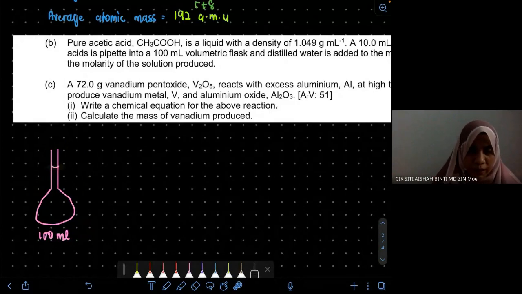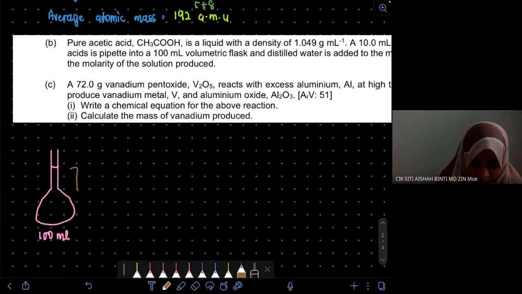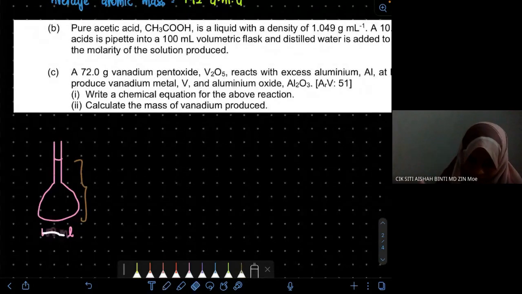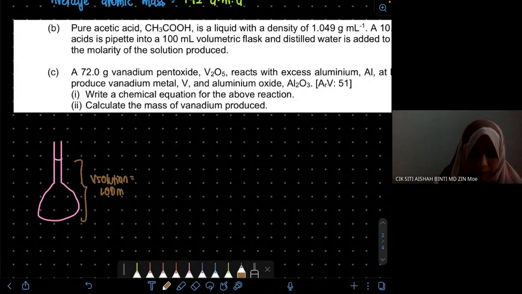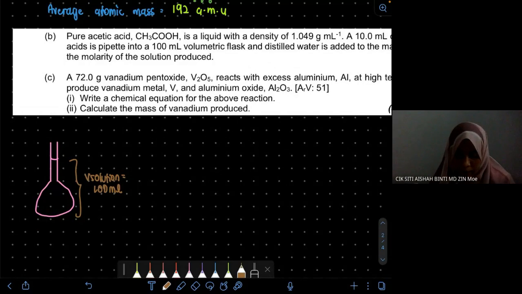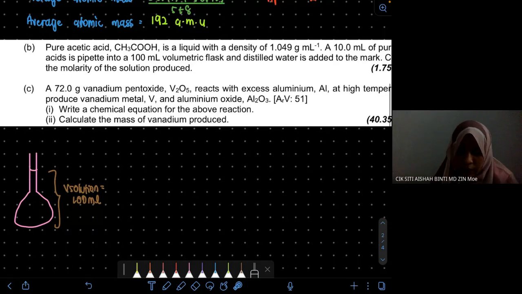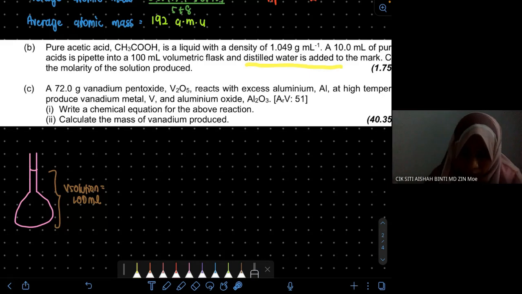So at the end, we're going to form 100 ml of solution. The volume of solution is equal to 100 ml. So this is our solution. The question says distilled water is added, so distilled water is our solvent.